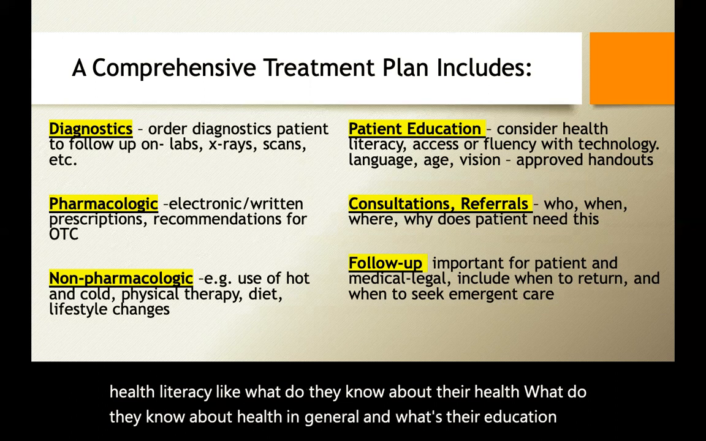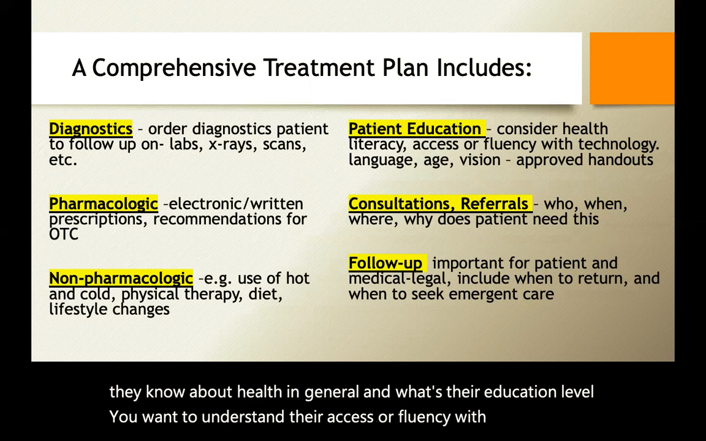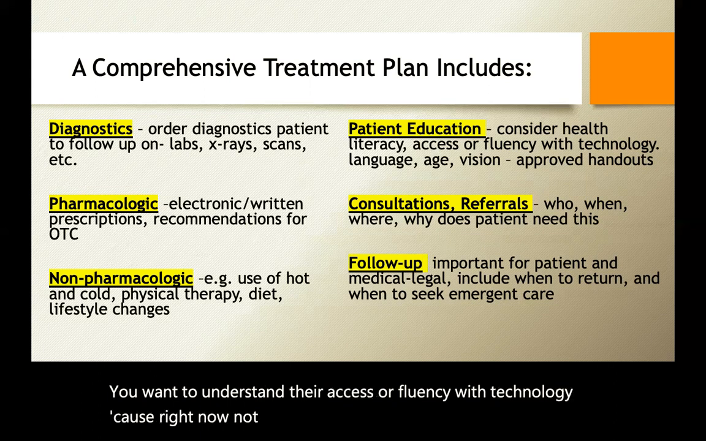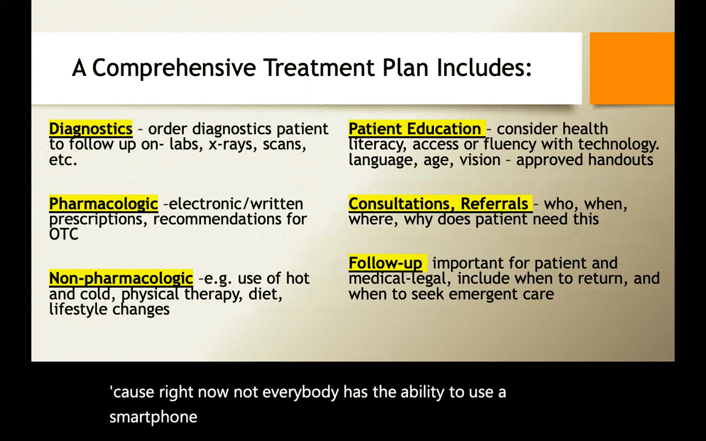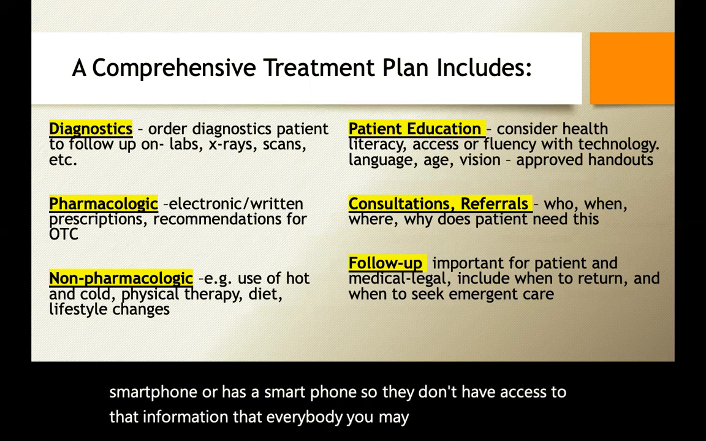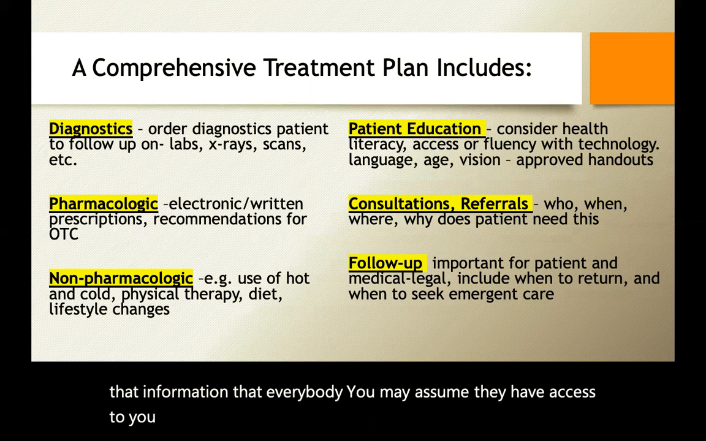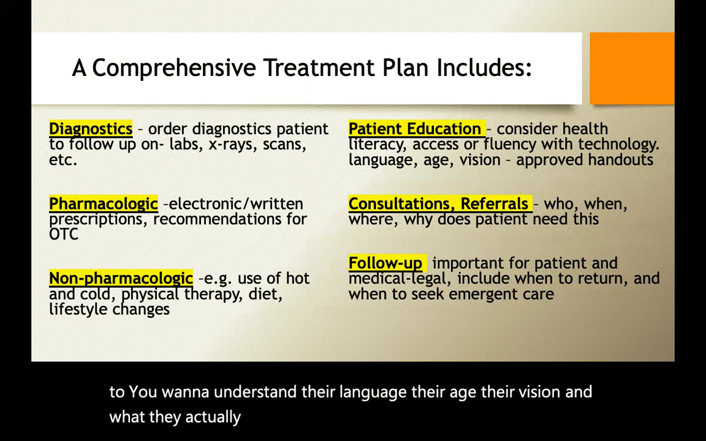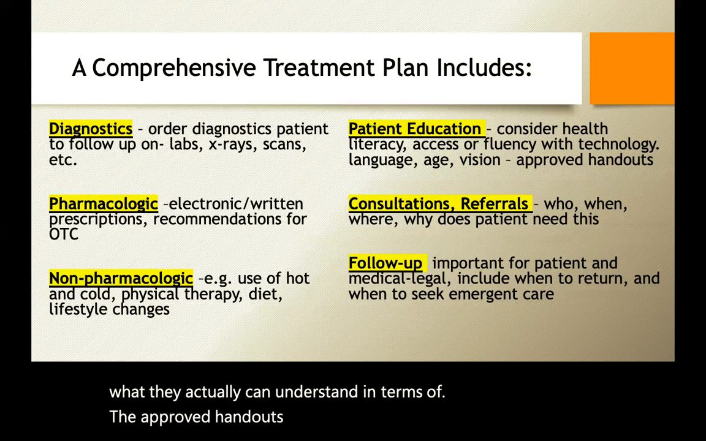You want to understand their access or fluency with technology, because right now, not everybody has the ability to use a smartphone or has a smartphone, so they don't have access to that information that you may assume they have access to. You want to understand their language, their age, their vision, and what they actually can understand in terms of the approved handouts that you have available for them to educate them.